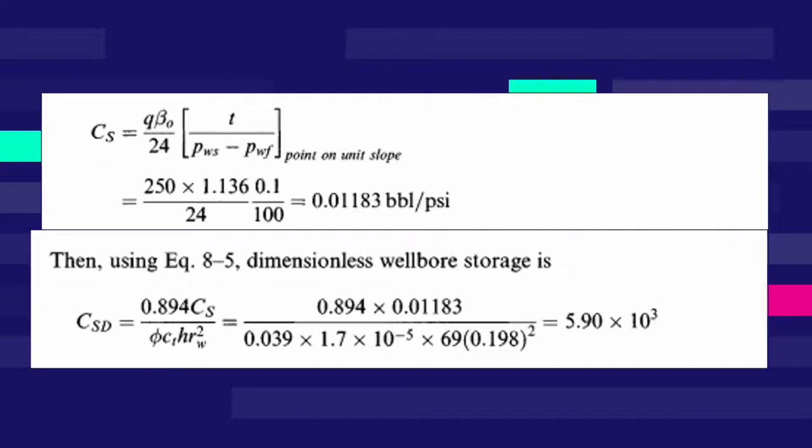Then, using equation 8.5, the dimensionless wellbore storage, CsD, is equal to 0.894 times Cs all over porosity times compressibility times thickness times wellbore radius squared. So it equals 0.894 times 0.01183 all over 0.039 times 1.7 times 10 raised to negative 5 times 69 times 0.198 squared. So it equals 5.90 times 10 raised to negative 3.